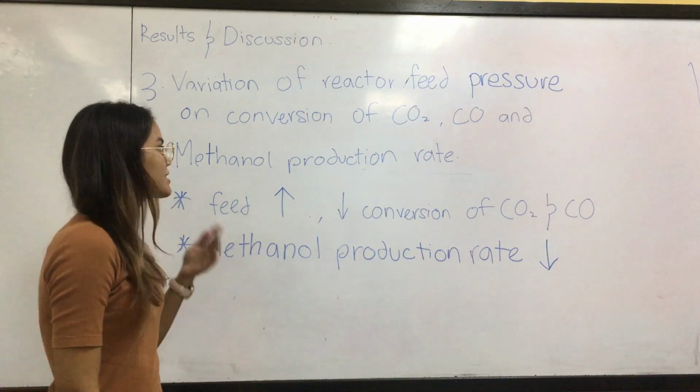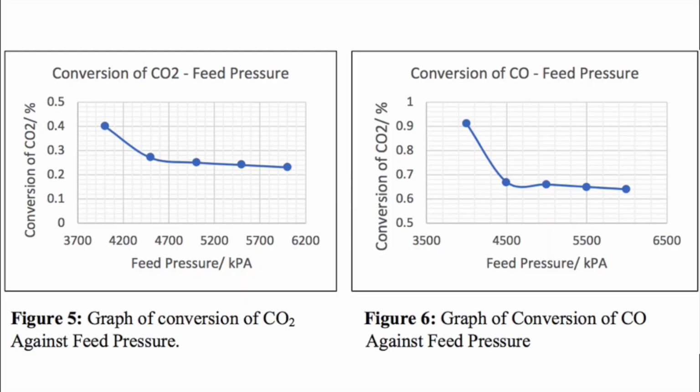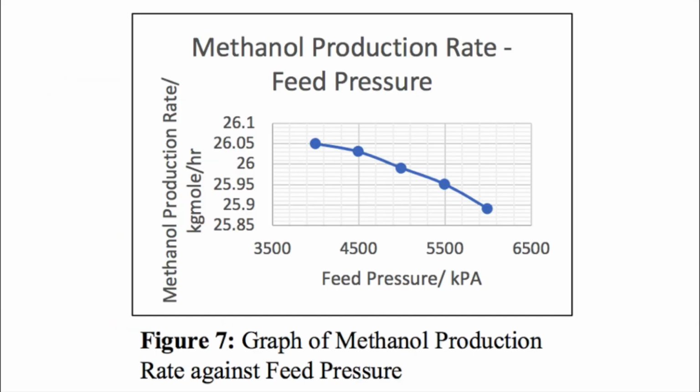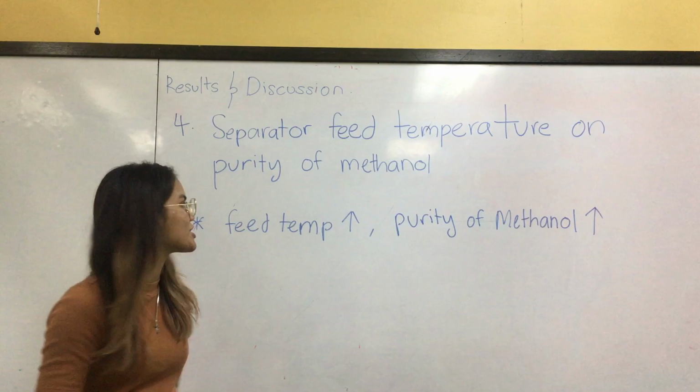The third point that we're talking about is the variation of reactor feed pressure on the conversion of carbon dioxide, carbon monoxide, as well as methanol production rate. As you can see from the graph, as the reactor feed pressure increases, the conversion of carbon dioxide and carbon monoxide will decrease as well, and the methanol production rate will also decrease as you increase the reactor feed pressure.